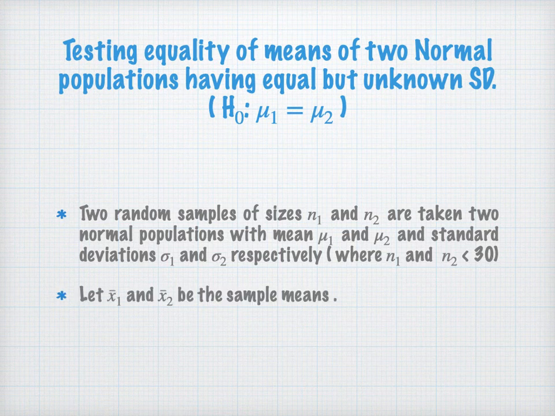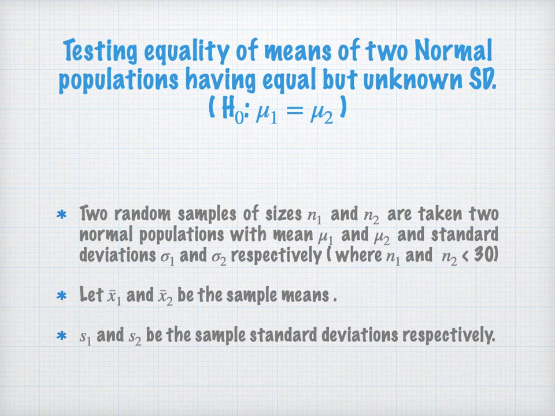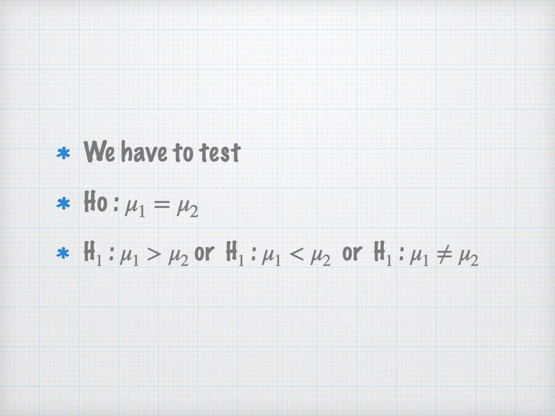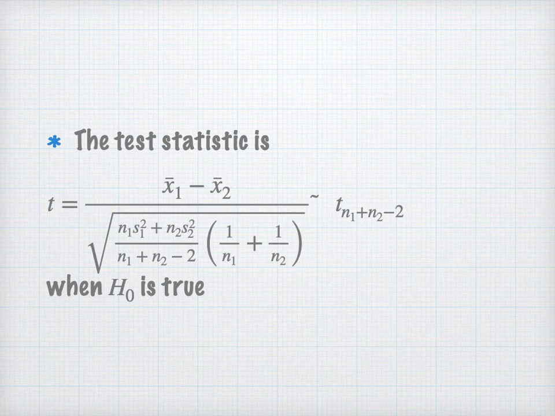And we consider x1 bar and x2 bar as the sample means and s1 and s2 as the sample standard deviations. Now we have to test the hypothesis H0: mu1 equal to mu2 against H1: mu1 greater than mu2, or mu1 less than mu2, or mu1 not equal to mu2, depending on the question we have. So the test statistic is t equal to (x1 bar minus x2 bar) divided by root of [(n1 s1 square plus n2 s2 square) divided by (n1 plus n2 minus 2)] into (1 by n1 plus 1 by n2).